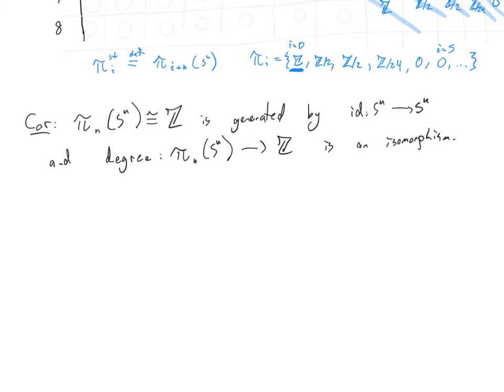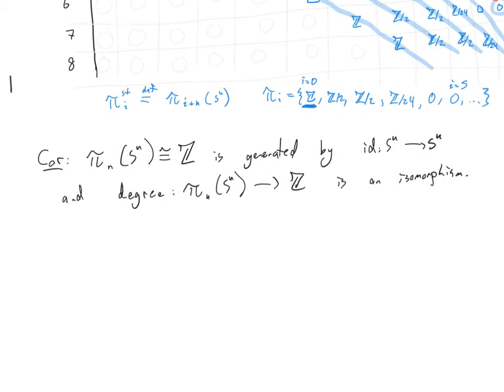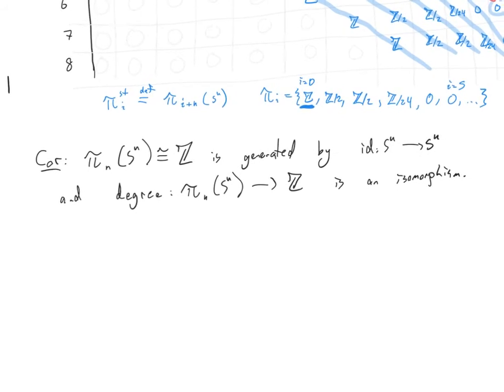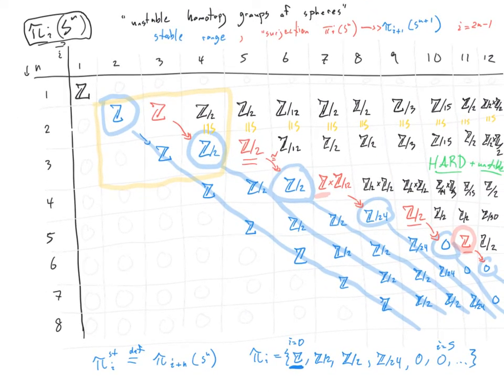So one corollary that we get out of the Freudenthal suspension theorem and our understanding of the spheres is that pi n Sn, this copy of Z that we have on this diagonal above, is in fact an isomorphism and is generated by the identity map. And I realize right now that I actually did make a little mistake up here, so I'm going to correct it. The mistake is this group right here is actually also in the semi-stable range. And so that should be red with the surjection coming out of it.